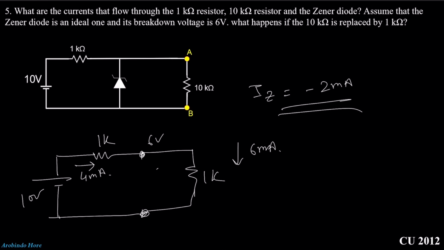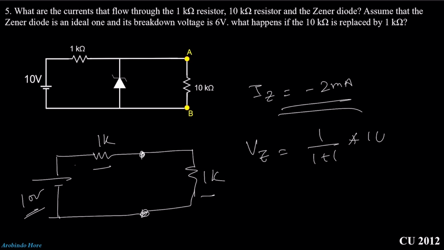Okay. Now we need to recalculate the voltage. You can see this is a 10 volt voltage source connected with a 1k and 1k in series, right? So we can write down Vz will be 1 divided by 1 plus 1, into 10. That means equal to 5 volt, right? So here also you can see Vz is less than the voltage required to turn on the Zener diode. That's why the Zener diode is turned off.